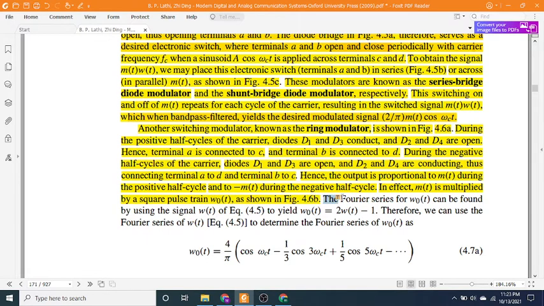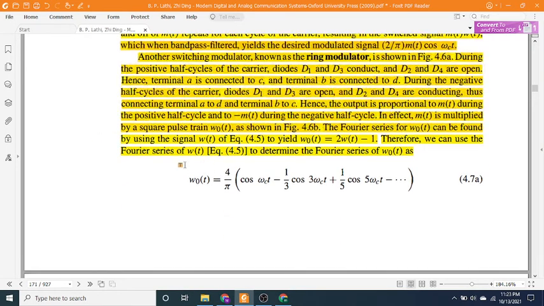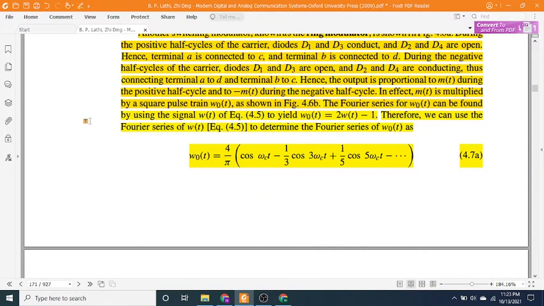The Fourier series for w(t) can be found by using the signal w(t) of Eq. 4.5 to yield w(t) = 2w1(t) − 1. Therefore, we can use the Fourier series of w(t), Eq. 4.5, to determine the Fourier series of w(t) as w(t) = (4/π)(cos ω_c t − (1/3) cos 3ω_c t + (1/5) cos 5ω_c t − ...), Eq. 4.7a.